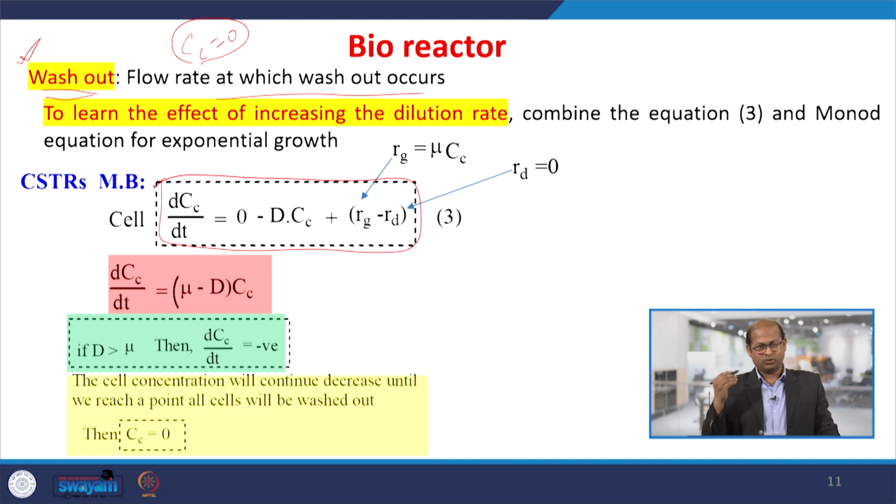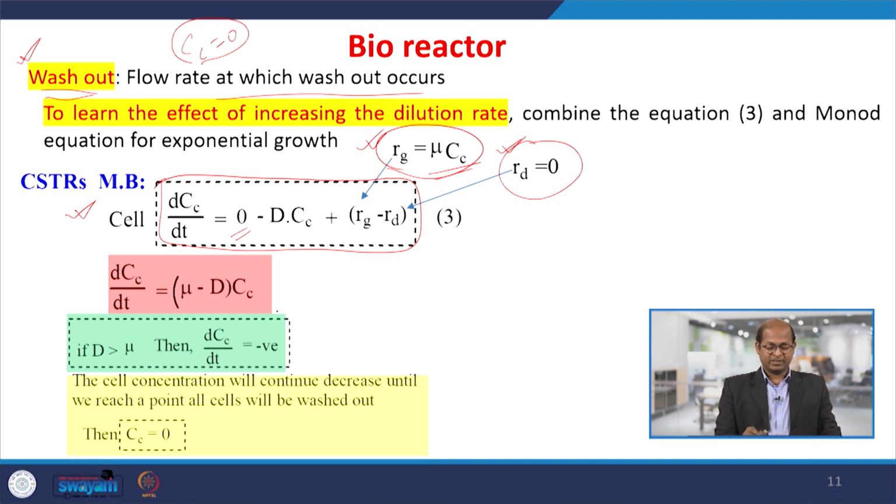So, if there is no inlet, this part is 0 by definition, and the RD part is 0, meaning we are assuming that there is no death of the cells. RD is 0, and RG, the cell growth rate, is mu into Cc. So, this is the material balance for the cells that we have developed.